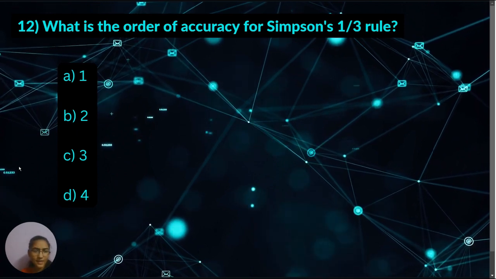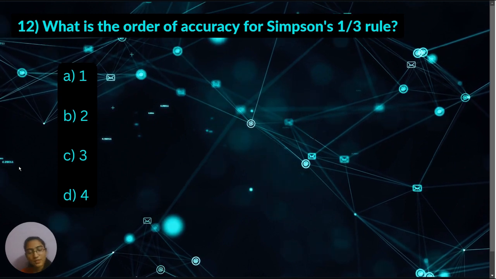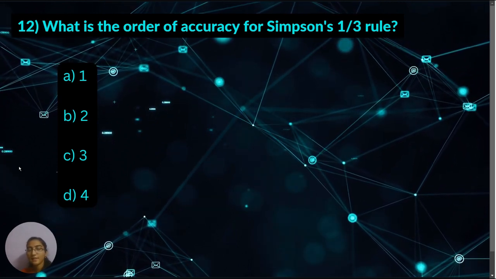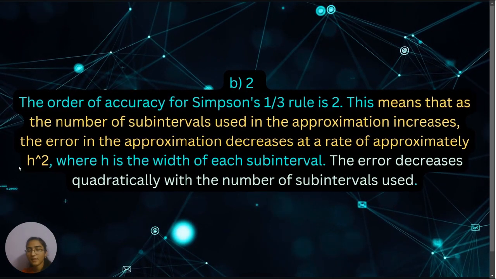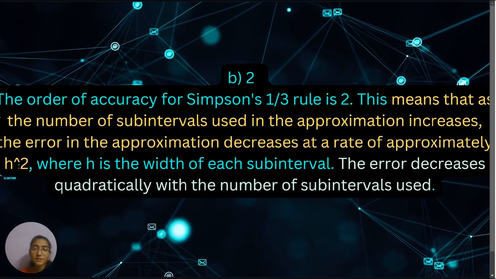Again with accuracy questions. The options are A 1, B 2, C 3, D 4. So our answer is B, that is 2. The order of accuracy for Simpson's 1/3 rule is 2.